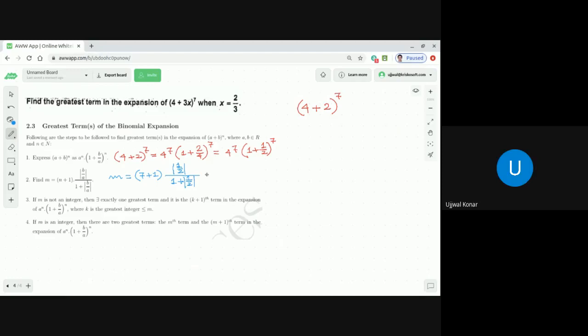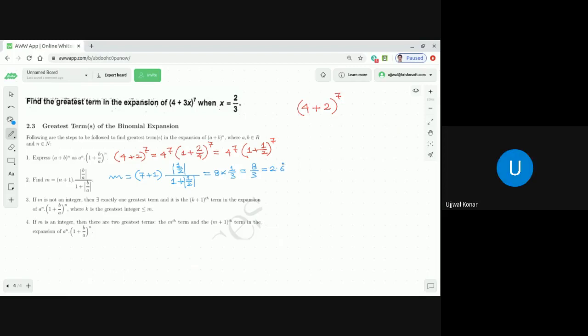So what are you going to get? You are going to get 8 into 1 by 2 divided by 3 by 2. That is 1 by 3, equal to 8 by 3. 8 by 3, if you express it, what are you going to get? You are going to get 2.66, something like this, isn't it? Correct or not? So 2.66 you are going to get. In fact, we can put a dot.